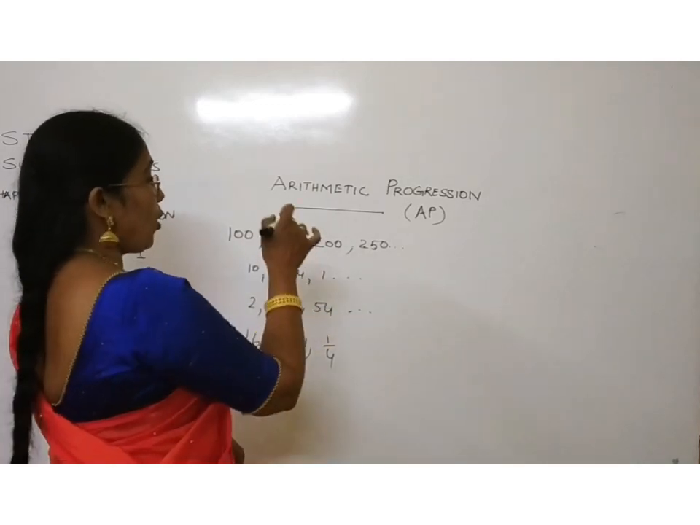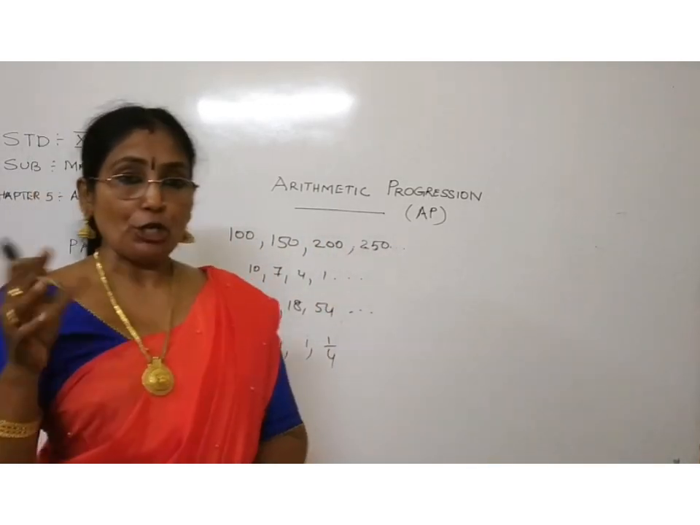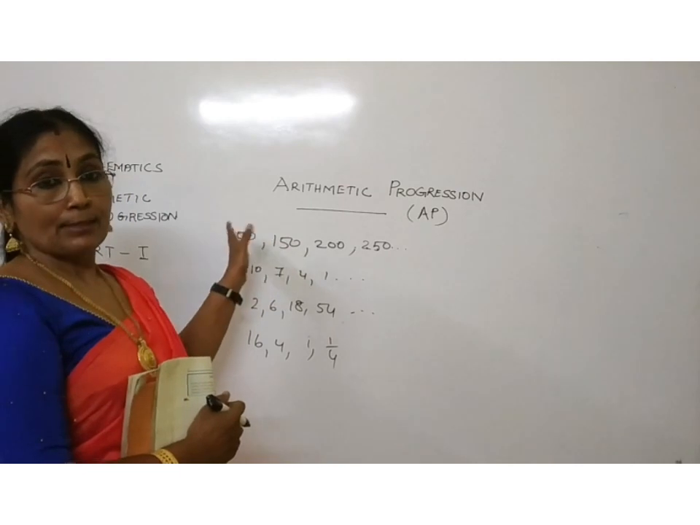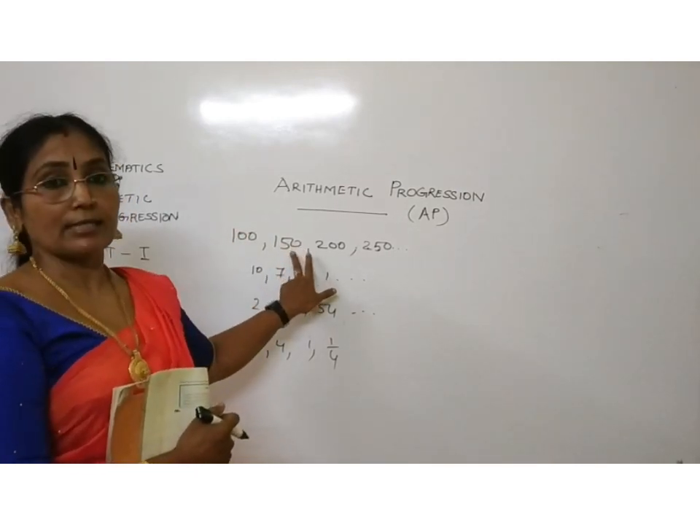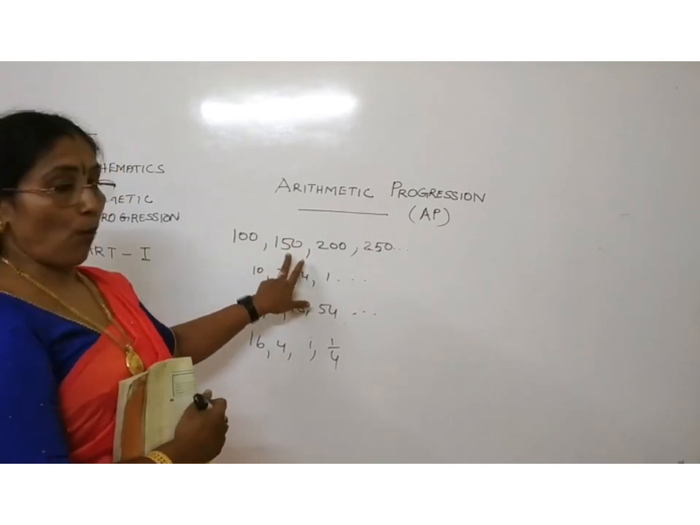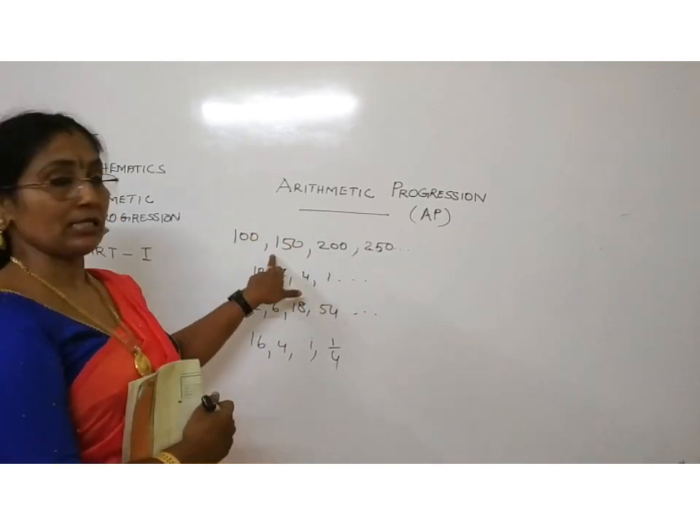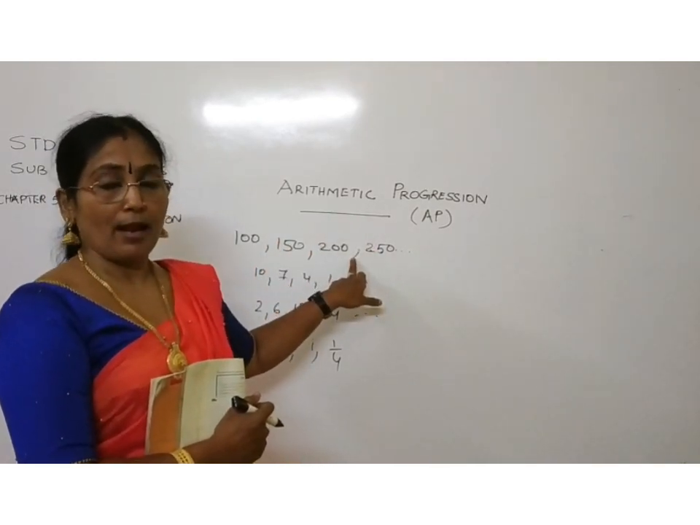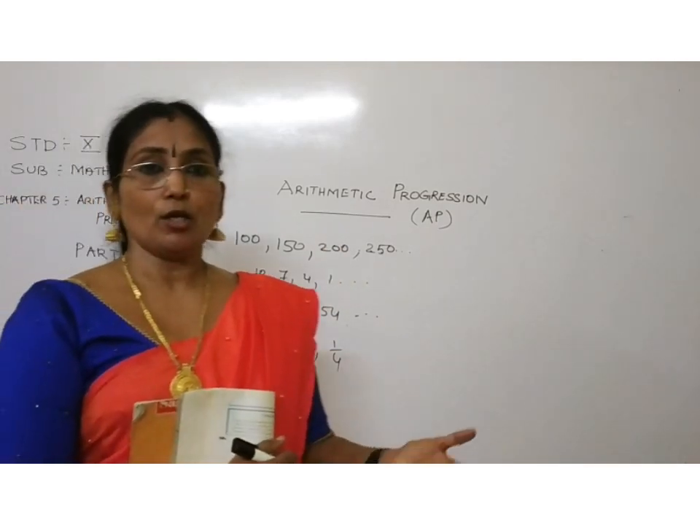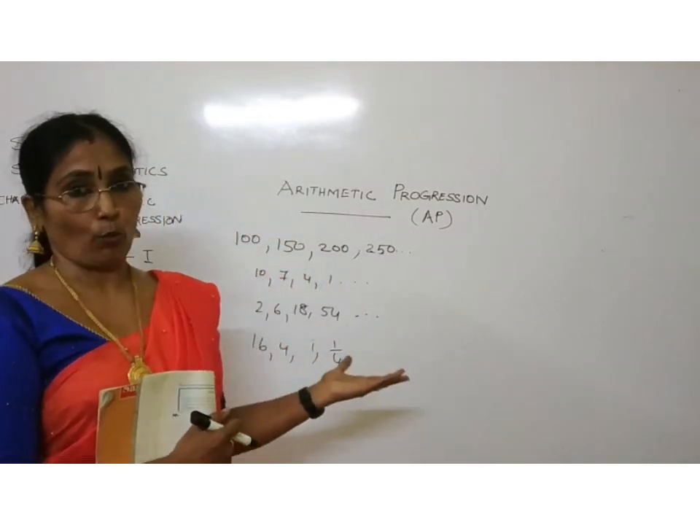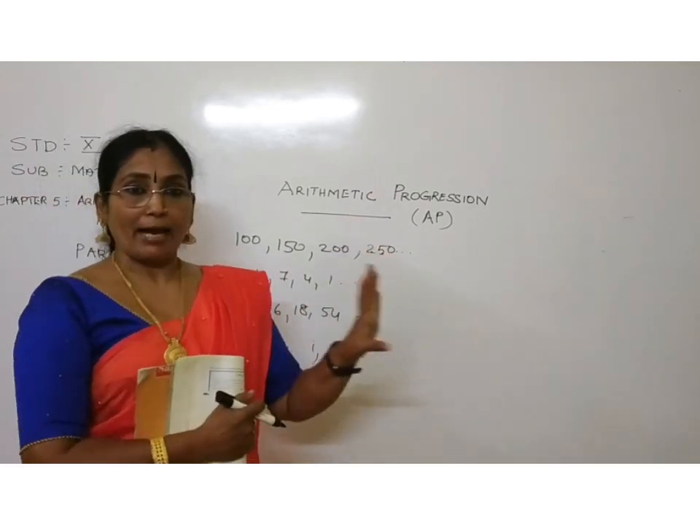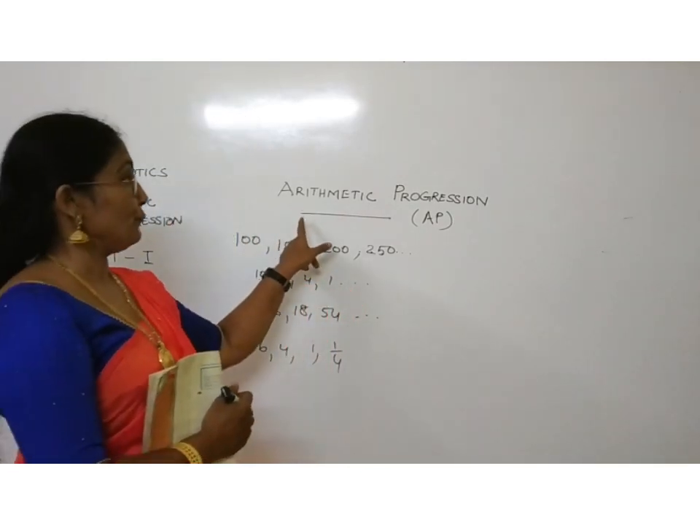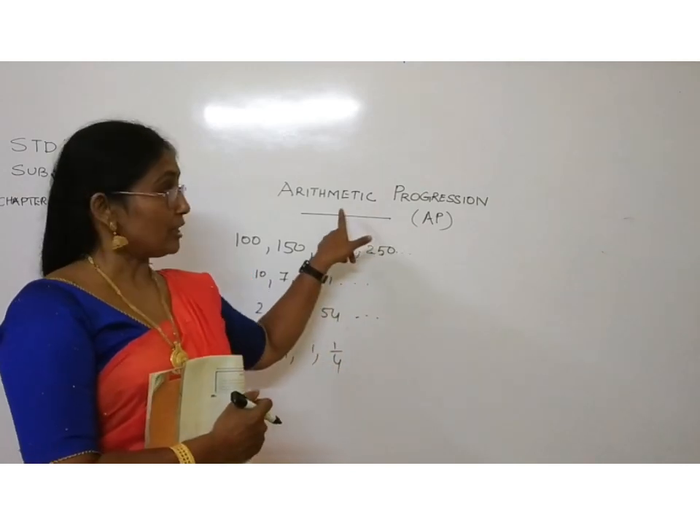These other patterns of numbers we are not going to discuss. Here we are going to discuss the pattern where you add a fixed number to the previous number to get the succeeding number. If you want to get 150, you add 100 plus 50. In the same way, 150 plus 50 gives 200. This fixed number may be positive, negative or 0. Only that type of sequence of numbers constitutes an arithmetic progression.